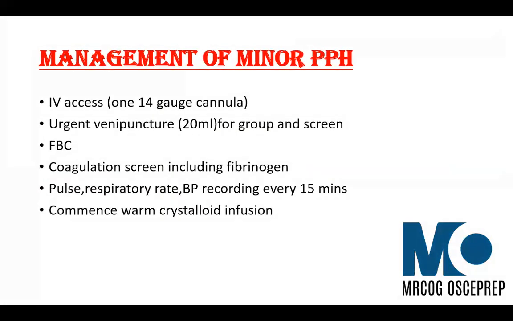So the one question was how to manage the minor PPH. So yes, you were right, Dr. Tabinda. You just started off with the IV access. A 14 gauge cannula will be inserted. Urgent venipuncture, 20 ml of blood will be required for group and screen. We need to go for the full blood count, coagulation screen, including the fibrinogen. We need to monitor her vitals, pulse, respiratory rate, blood pressure recordings every 15 minutes, and a warm crystalloid infusion will be given till the blood arrives, or till we require the blood transfusion. So this is the management of minor PPH.